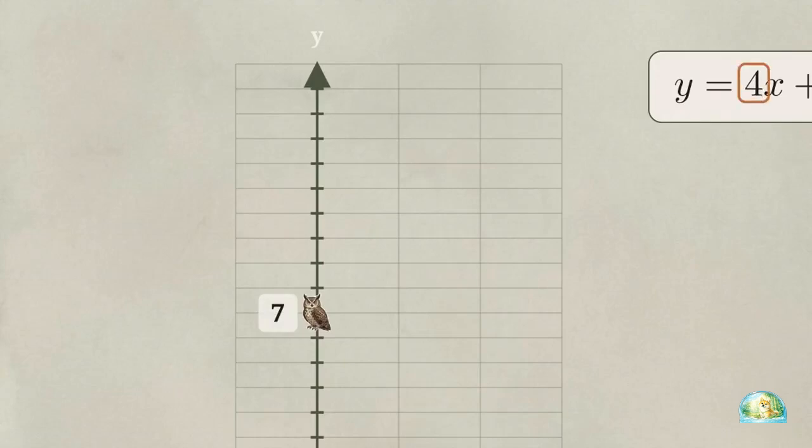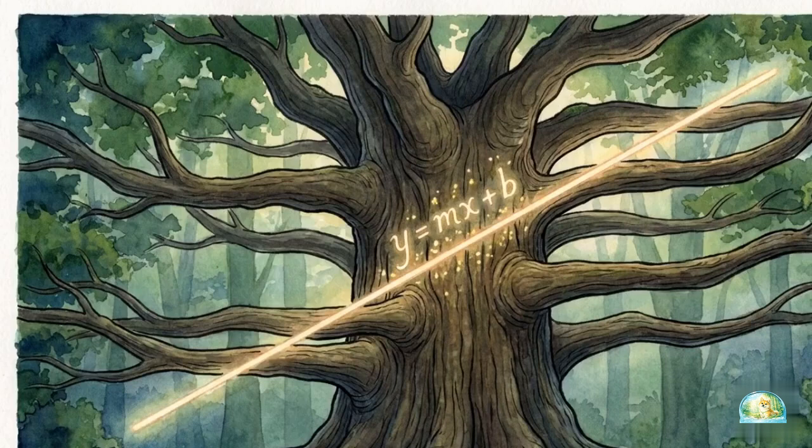The number 4 attached to the x is our coefficient. It tells us the rate of change, or the slope. For every 1 unit the graph moves to the right, it rises exactly 4 units up. Because this equation has the form y = mx + b, it defines a linear function.